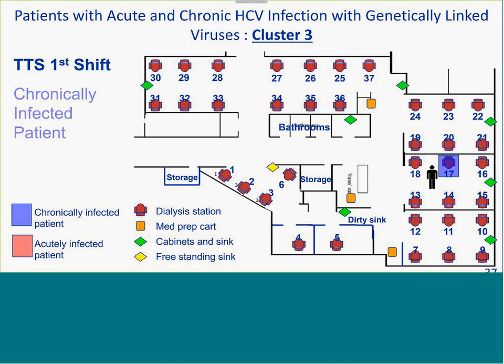Wow. And then the third cluster that they were able to look at, again, was a TTS first shift patient, a chronically infected patient who sat in chair 17, and another acutely infected patient in chair 18.